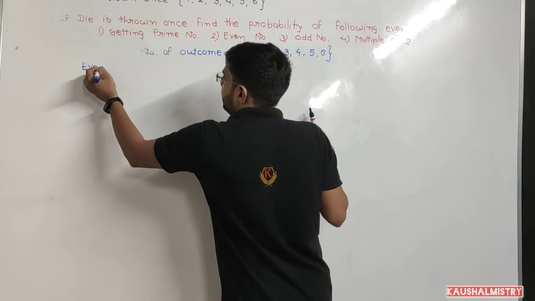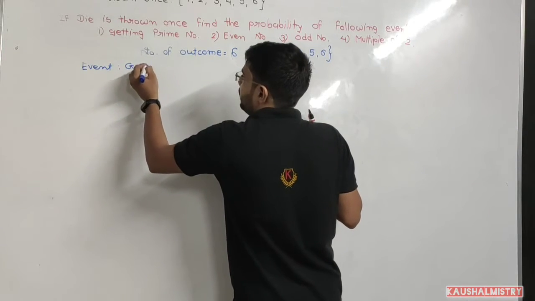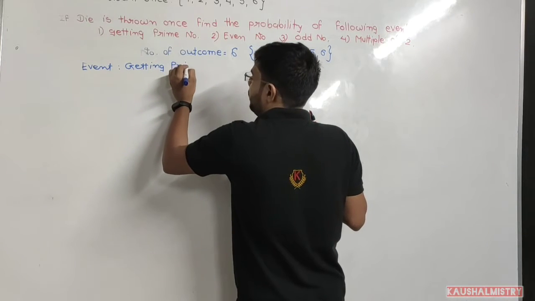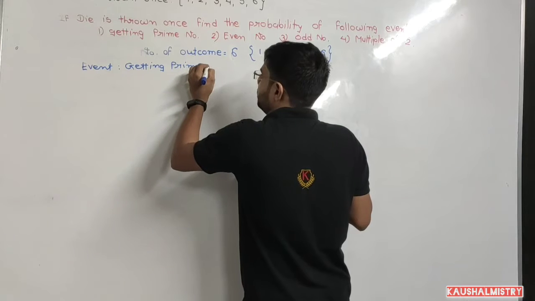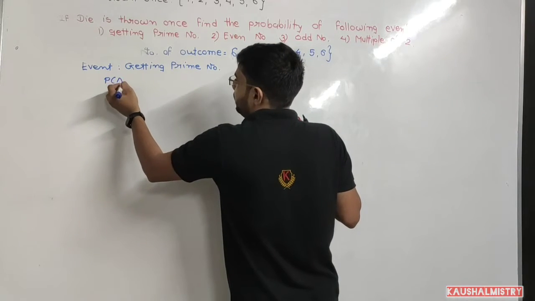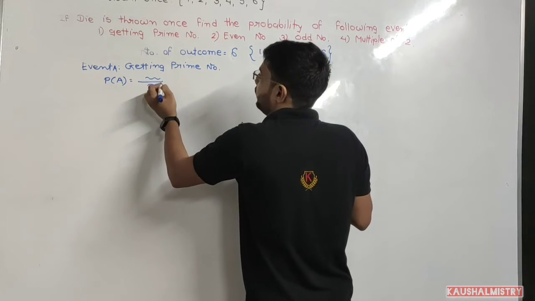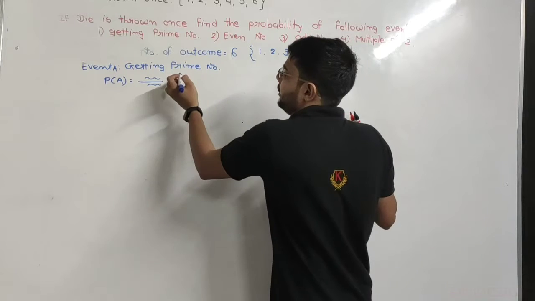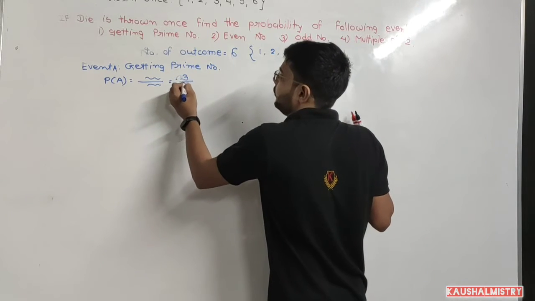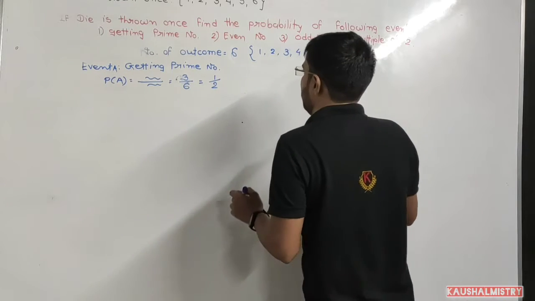Event A, right? Getting a prime number. So P of A, we know the formula, I am not going to write the formula. How many prime numbers are there? 3. Out of how many results? 6. So the answer will be 1 upon 2, right?